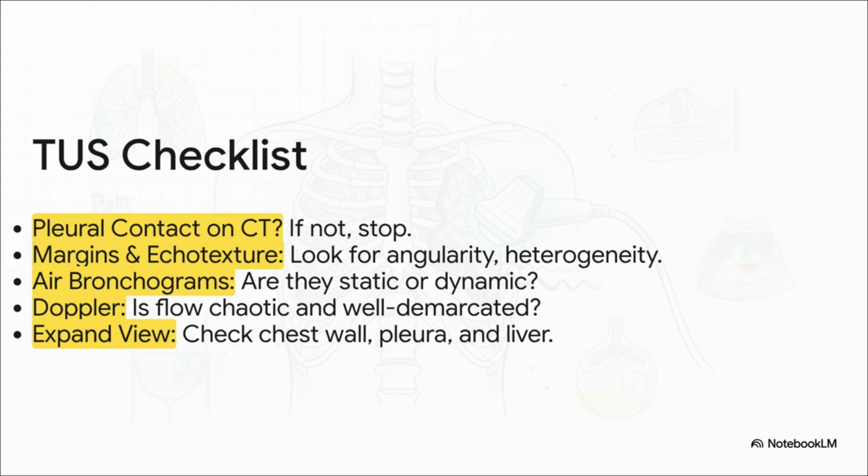Next, evaluate the margins and the internal texture. Look for that angularity and heterogeneity. Then, assess those air bronchograms. Are they static or dynamic? This is one of your biggest clues. After that, turn on the color Doppler. Is the flow chaotic and contained? And finally, don't forget to take that extra minute to expand your view and do a quick check of the chest wall, the pleura, and the liver.